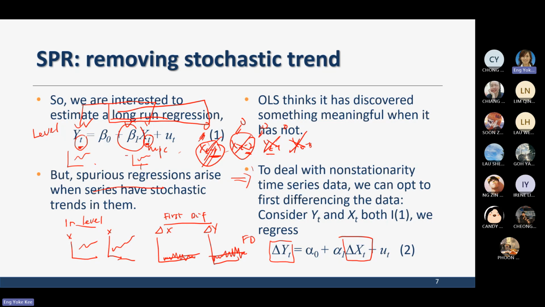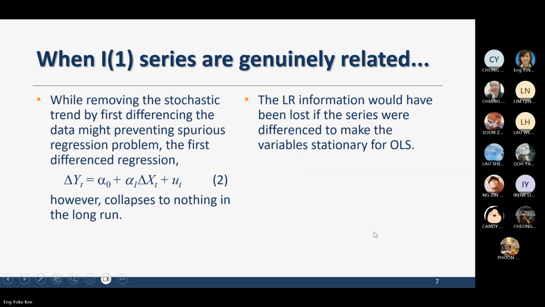Now, you know that you want to estimate a long-run relationship, but because of statistical reasons, because of time series properties, you have no choice but to first difference your series. So what is the consequence here? When you first difference your series, this is what we call a first difference model.